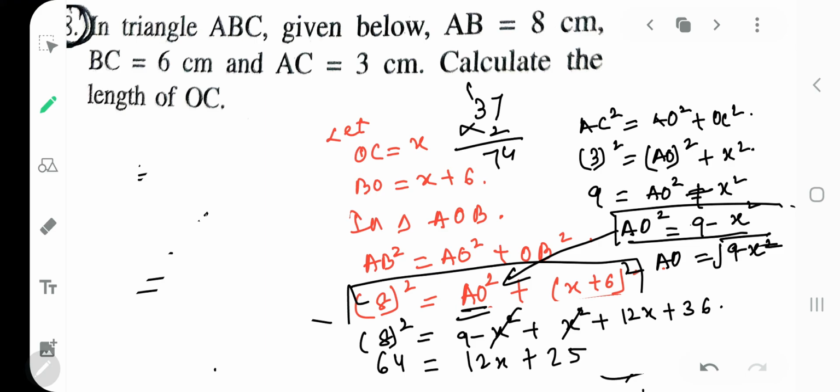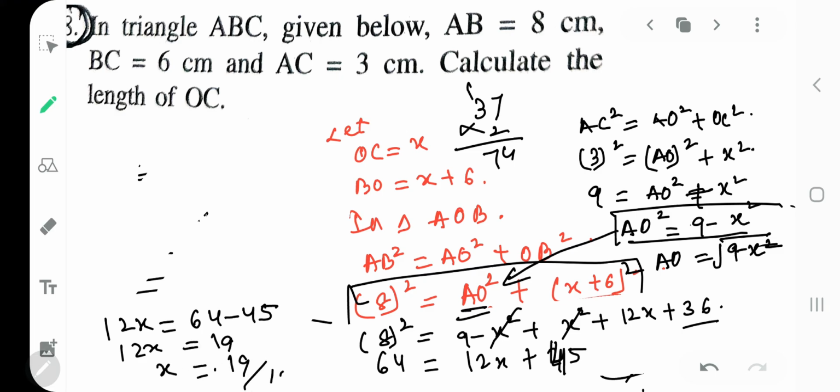Am I correct with this? $36 you have plus 9. So that will be 45. So here I will get 12x is equal to 64 minus 45. So 12x is equal to 19. So value of x is 19 upon 12.